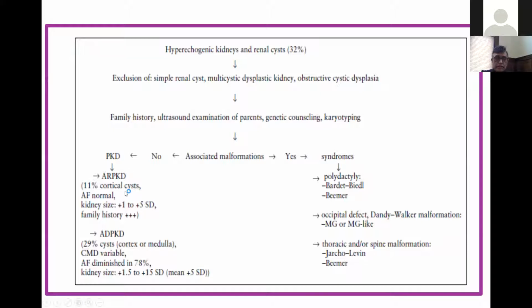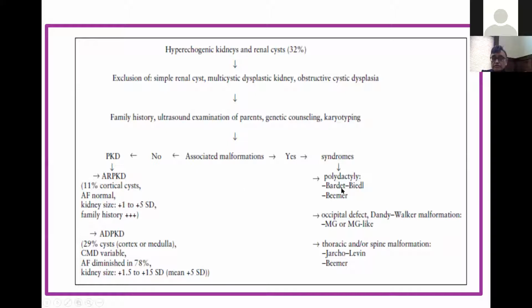And if you have ARPKD, you have cortical cysts, a kidney size of +1 to +5 standard deviation, and family history positive. If you're looking for ADPKD, then you have cysts both in cortex and in medulla, variable corticomedullary differentiation, and amniotic fluid diminished in around 78% of the patients. Kidney size goes from +1.5 to almost 15.